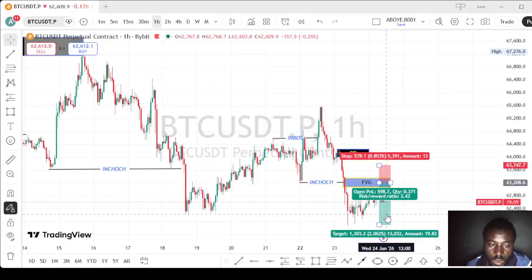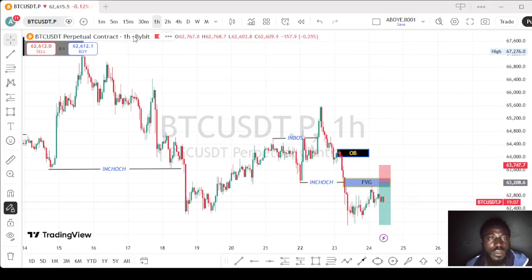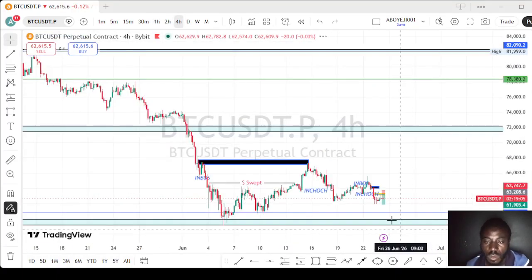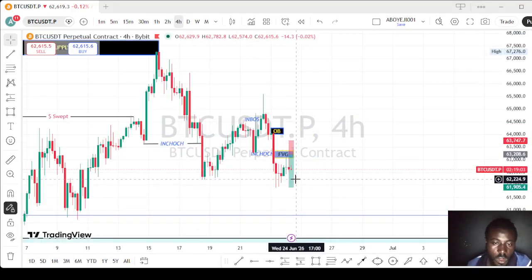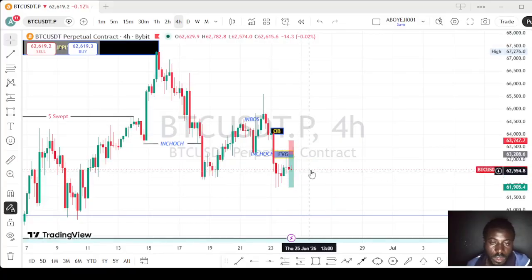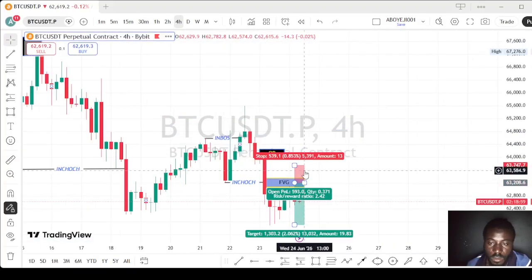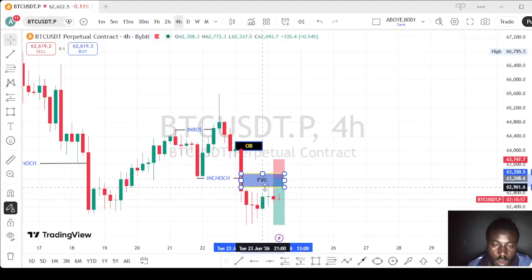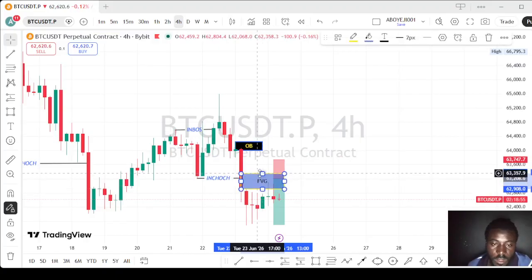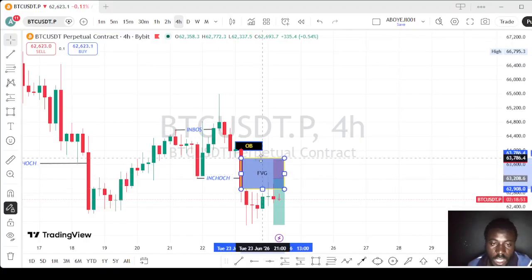All these ones are liquidity shifts. It's not a valid break of structure. These are liquidity shifts. It's not a valid break of structure. What we are having now, you can see this FEG is fairly large.